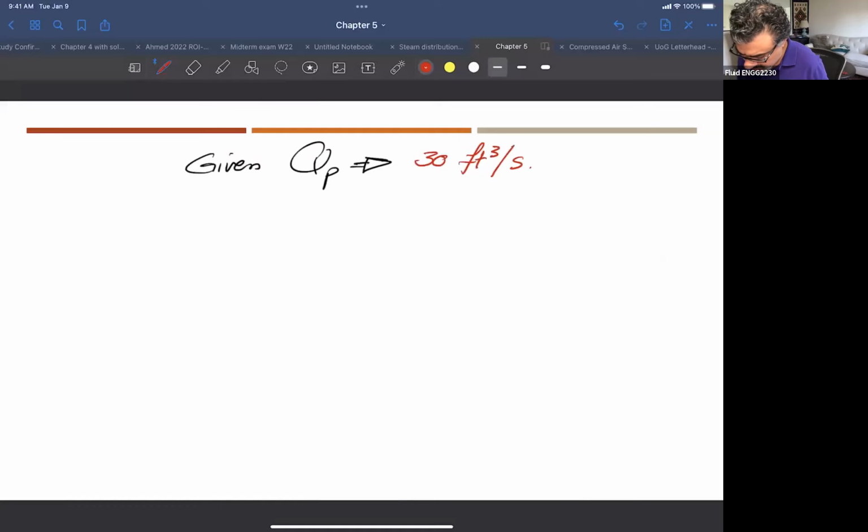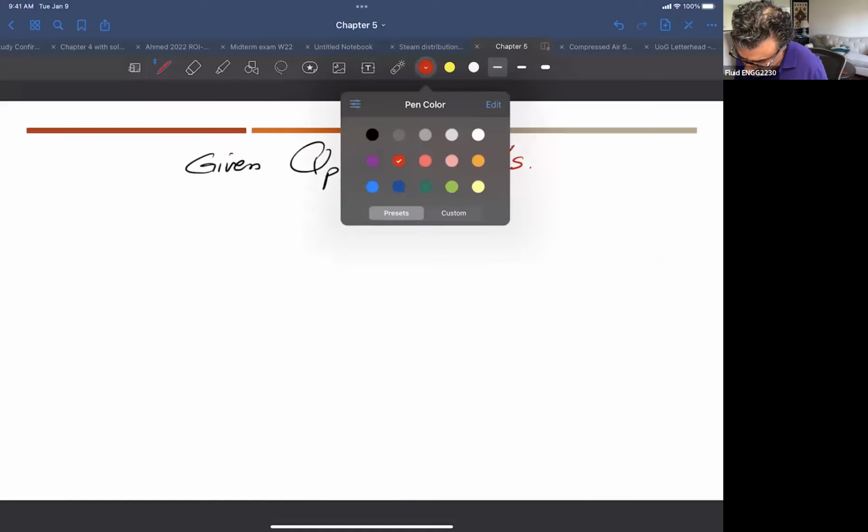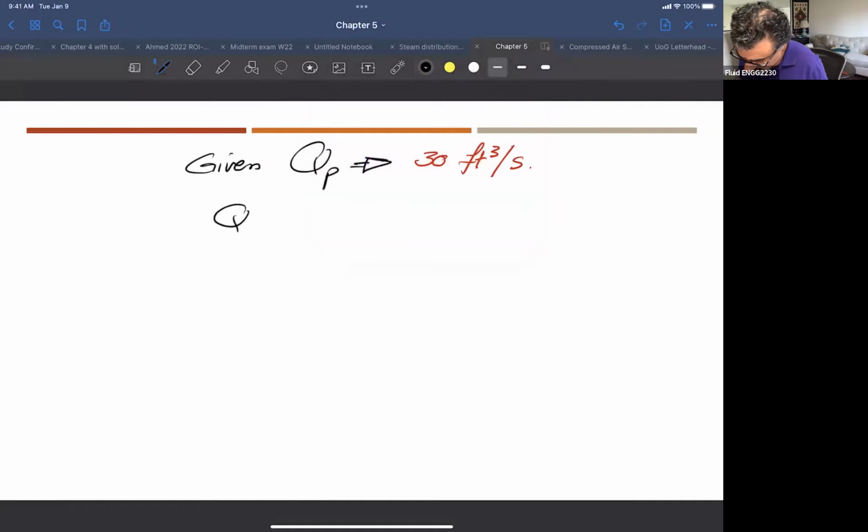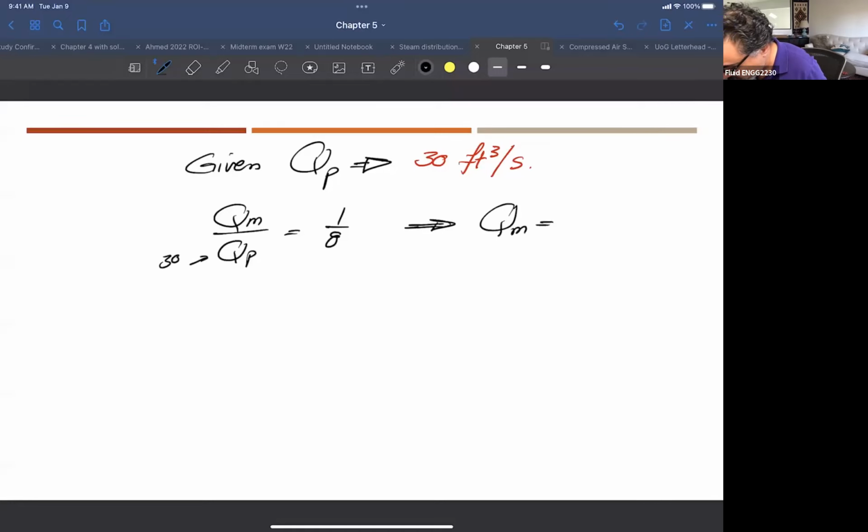Okay. So in this case, Q model over Q prototype equals 1 over 8. So Q prototype is 30. Therefore, Q of the model here will be 1 over 8 times 30 feet cubed per second. This will be 3.75 feet cubed per second.